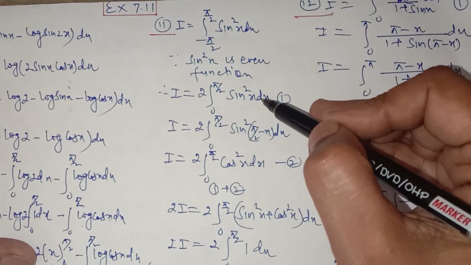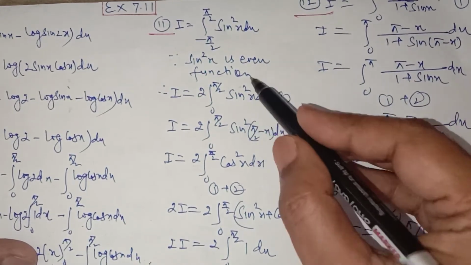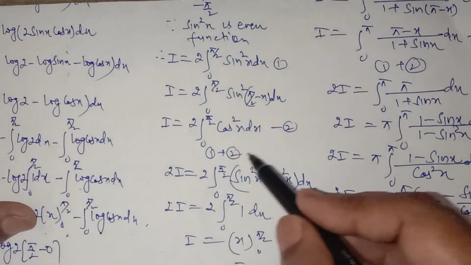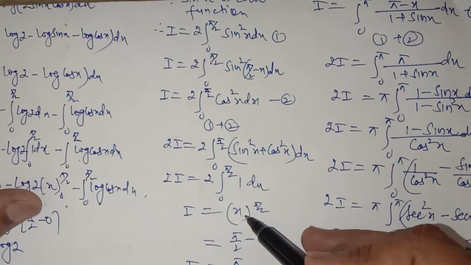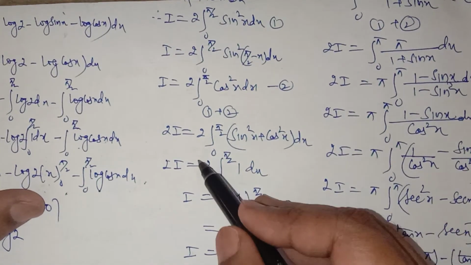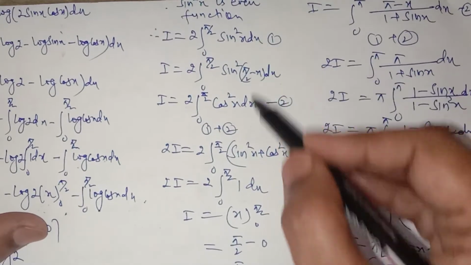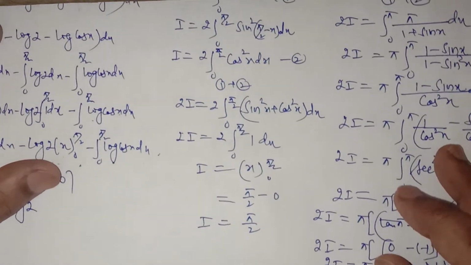Now if we add step number 1 and 2, see it very carefully. Sin square plus cos square is equal to 1. That is, you have to integrate only 1, whose integration is x, and upper limit minus lower limit. This 2 will be cancelled. When you are adding these first and second, take care of this 2. See it carefully.